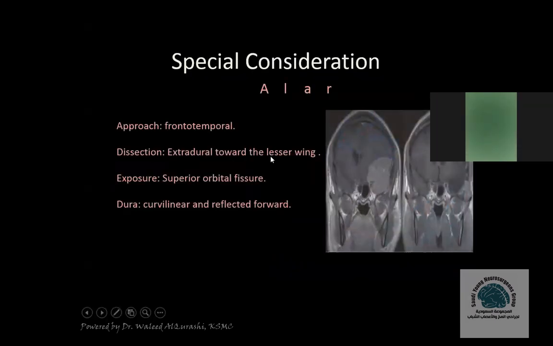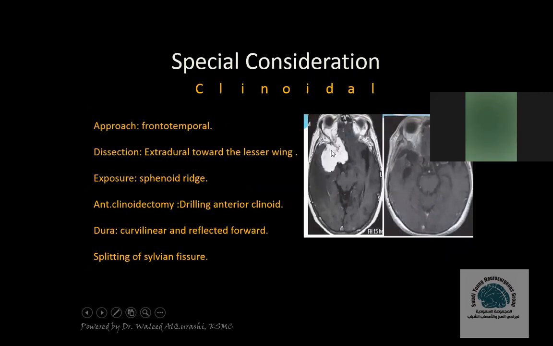There is a special consideration for each type of tumor. For the alar tumor, the approach will be frontotemporal, pterional. The dissection will be extradural toward the lesser wing, then the exposure of the superior orbital fissure, then the dura will be opened in a curvilinear fashion. While in clinoid, same approach, frontotemporal, with the possibility of extended pterional. The dissection also will be extradural toward the distal wing, but we have to expose the sphenoid ridge and do the anterior clinoidectomy, drilling the anterior clinoid process. Then the dura will be reflected in curvilinear fashion. Then the intradural part, including the splitting of the sylvian fissure.